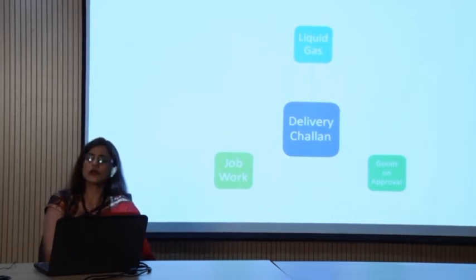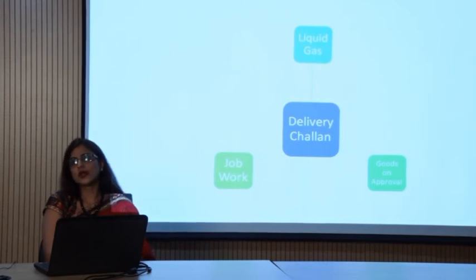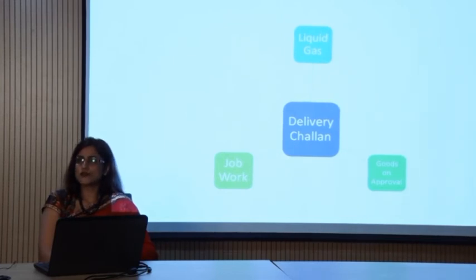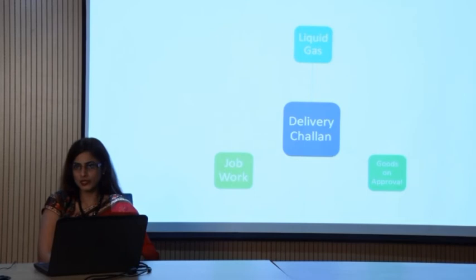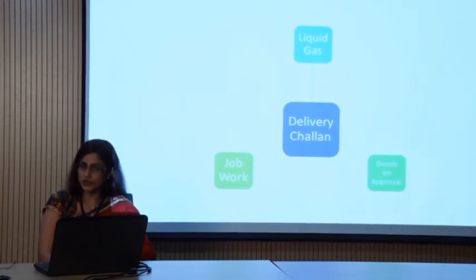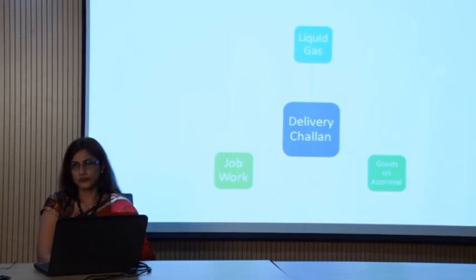Now, let us discuss the second scenario, goods on approval. Let us understand this concept with the help of one example. For example, I am in the business of selling sarees. Now, on an approval basis contract, I supply 100 sarees from Delhi to Maharashtra, on the contract or agreement of goods on approval basis.